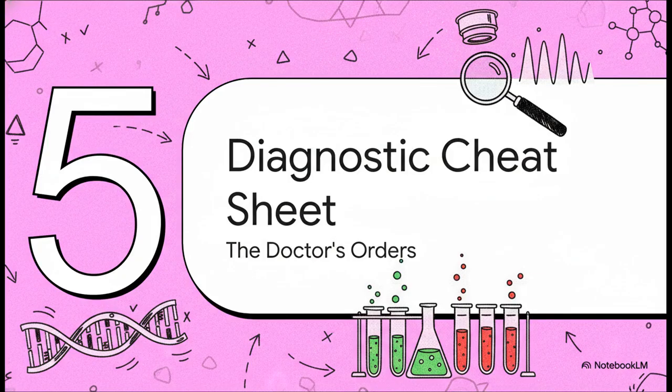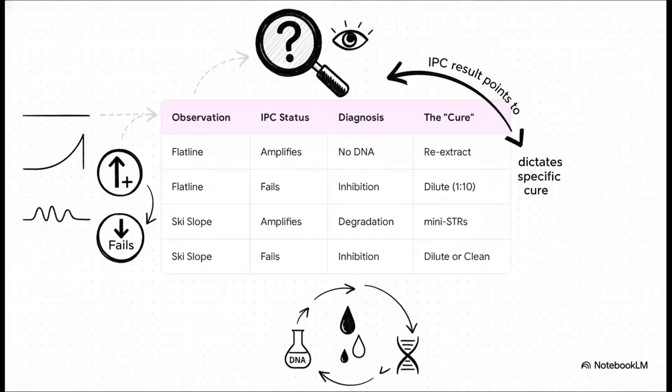To pull all of this together, we've made a diagnostic cheat sheet for you. You can think of these as the doctor's standing orders for any time a PCR goes wrong. This table really just maps out the whole logical process. For each thing you observe, you check the status of the internal positive control, and that becomes your decision point. It lets you differentiate the diagnosis, no DNA, inhibition, or degradation, and then it tells you exactly what to do about it. It's a simple but really powerful workflow.